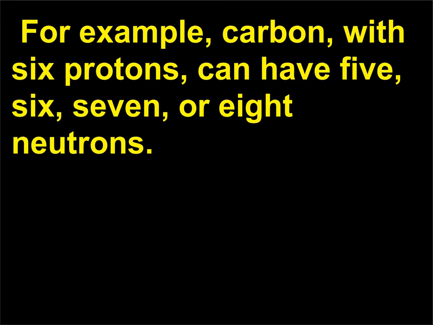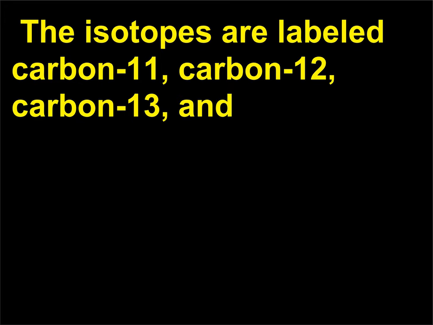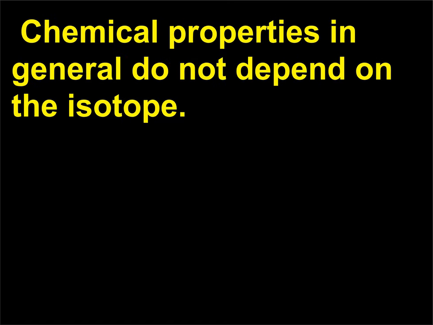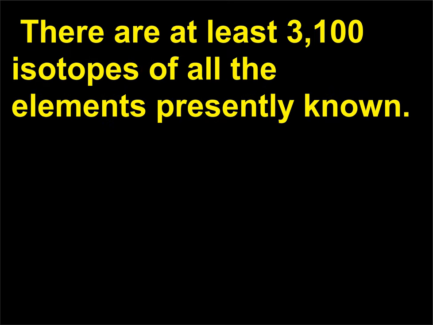For example, carbon, with 6 protons, can have 5, 6, 7, or 8 neutrons. The isotopes are labeled carbon-11, carbon-12, carbon-13, and carbon-14. A more compact notation is 11C, 12C, 13C, and 14C. Chemical properties in general do not depend on the isotope. There are at least 3,100 isotopes of all the elements presently known.